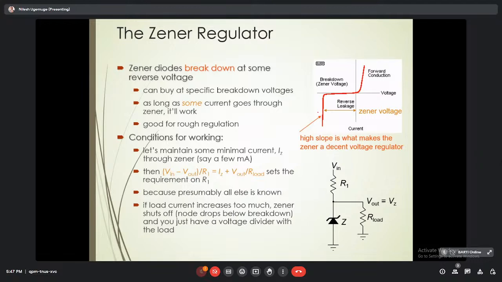That gives us the regulated voltage so that we can protect devices, and many devices can run smoothly with regulated voltage instead of the unregulated one. Zener diodes break down at some reverse voltage and can be bought at specific breakdown voltages. As long as the same current goes through the Zener, it will work. So it is good for rough regulation. Again, it's not good.